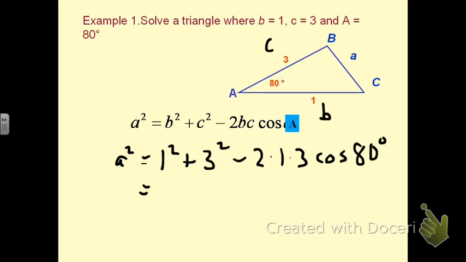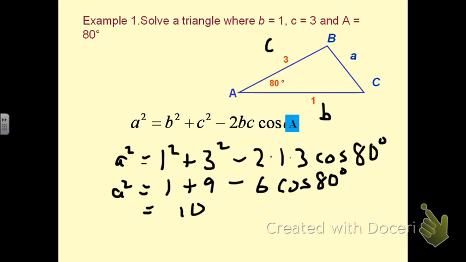Okay, so if I simplify this a bit, this would be 1 squared plus 9, so 1 plus 9 minus 2 times 1 times 3, so minus 6 cosine 80 degrees equals a squared. Okay, so this is going to be 10 minus, and then on my calculator, if I do 6 times cosine 80, actually you could put this all in your calculator at once, but 6 times cosine 80 on my calculator gives me 1.04188.